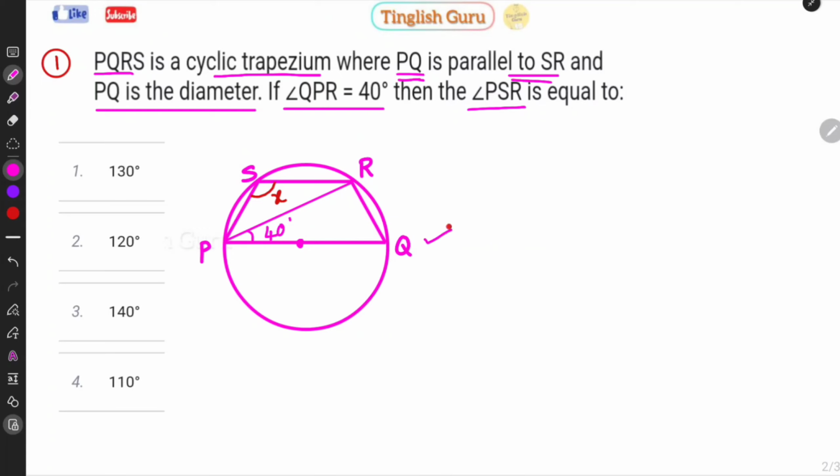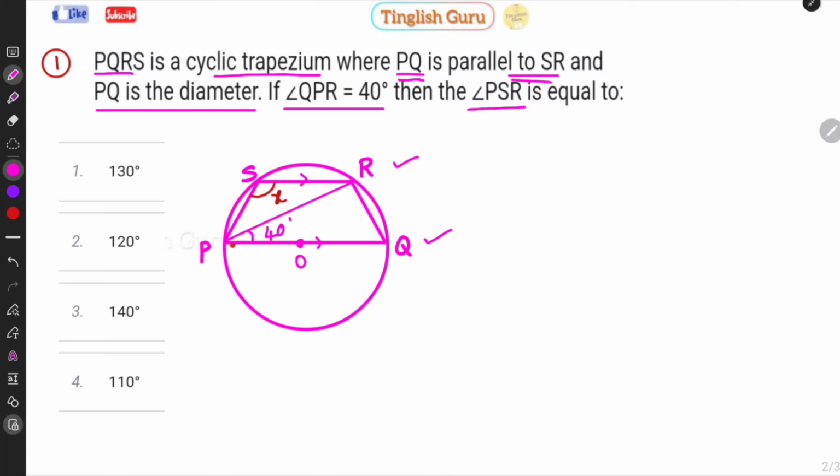Here also PQ is parallel to SR. This is the symbol for parallel lines. Next, PQ is the diameter, so let O be the center of the circle. Just for your understanding, I am explaining each and everything. I'm sorry for the delay because all the other students also have to understand. That's why I'm explaining each and every point.